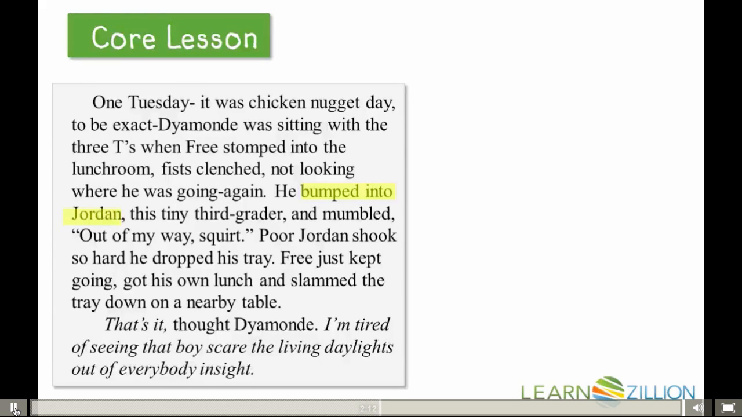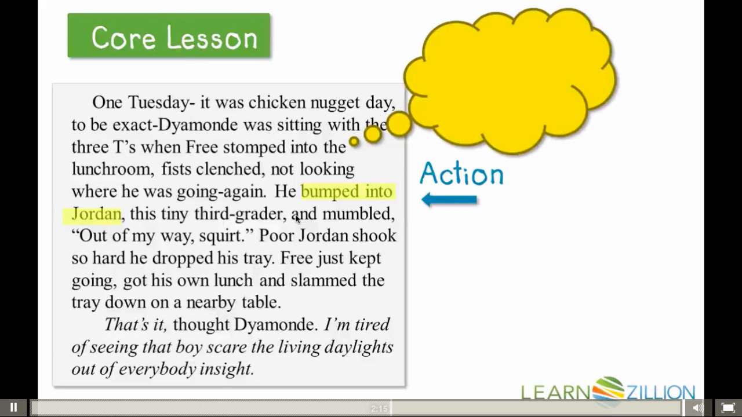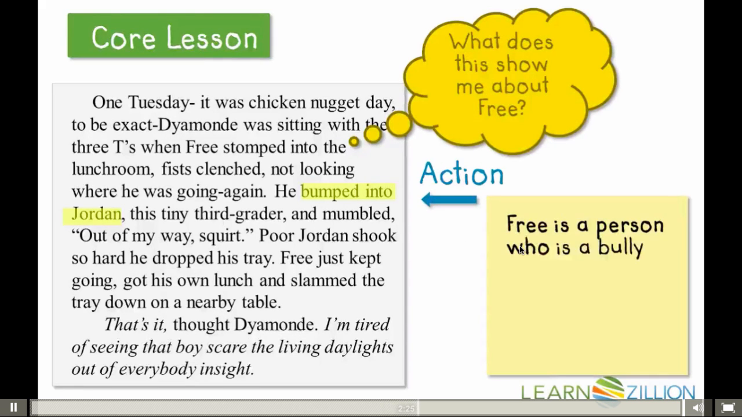So let's look at the action that's happening right here. This is what Free is doing. I'm thinking about it. He bumped into Jordan. So I'm going to think about, what does this show me about Free? I can also see that his fists were clenched and he wasn't looking where he was going. Maybe Free is a person who is kind of a bully.